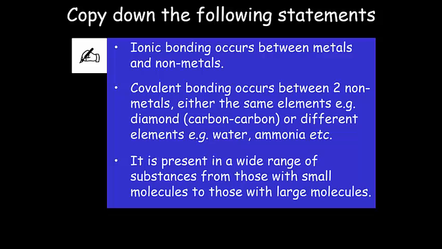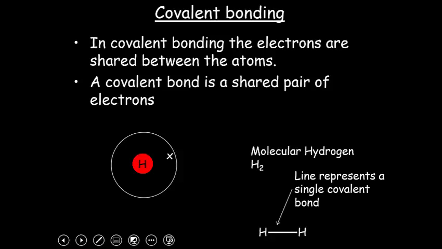So, pause the video for a minute to copy this down. Ionic bonding occurs between metals and non-metals. So in any ionic substance, you've got some metals and some non-metals. Covalent bonding always occurs between 2 non-metals, and they can be the same element or different elements. And it's present across a wide range of substances with small molecules.